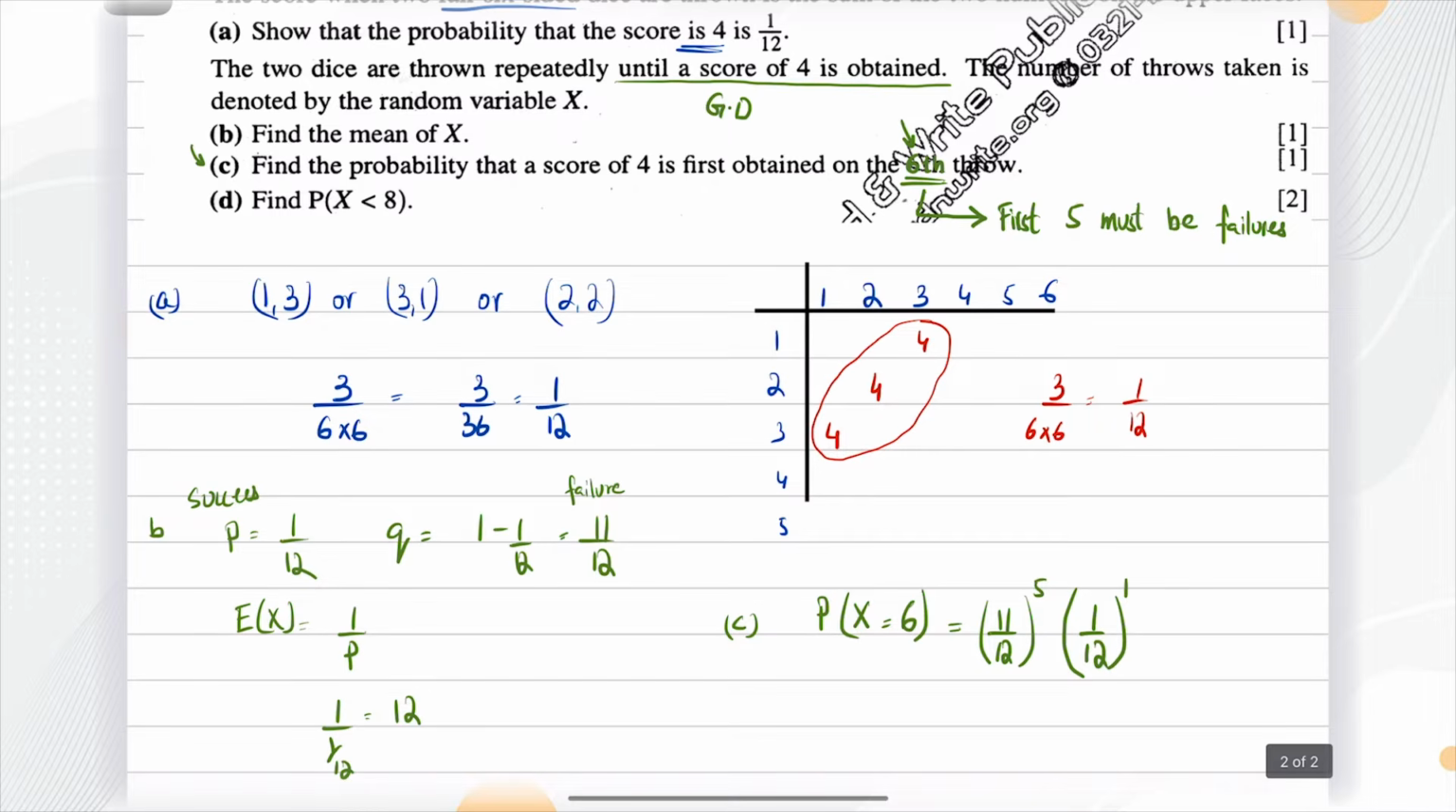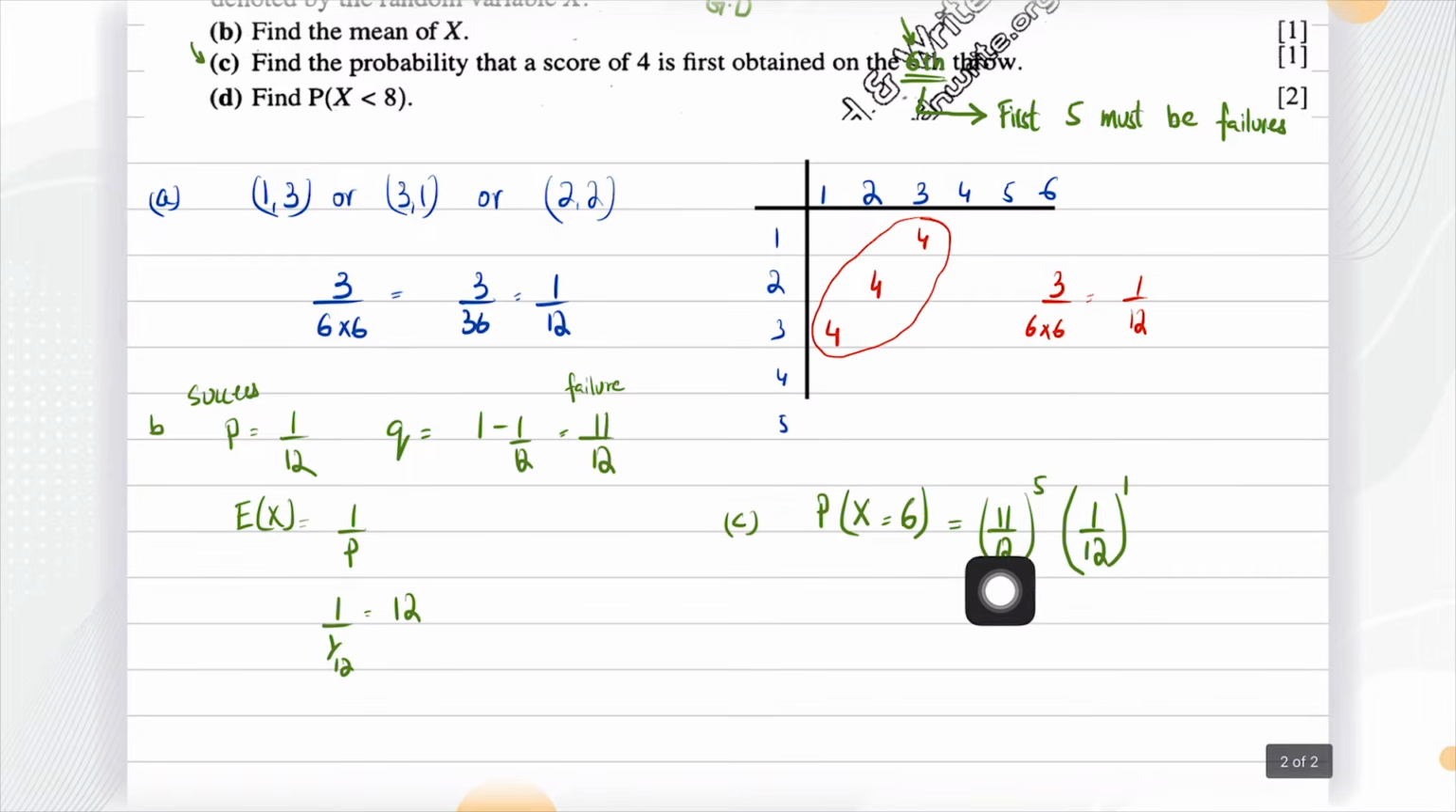Okay, so the probability that a score of 4 is first obtained on the 6th row means that, see, you can't directly jump to the 6th row. You need to first throw it 5 times before you can throw it the 6th time. Okay, so that means the first 5 times we must have gotten something other than 4. That means it must have been a failure. Okay, so what is the probability of failure? 11/12. So 11/12 raised to the power of 5 into 1/12 raised to the power of 1. And there you go. That's it.